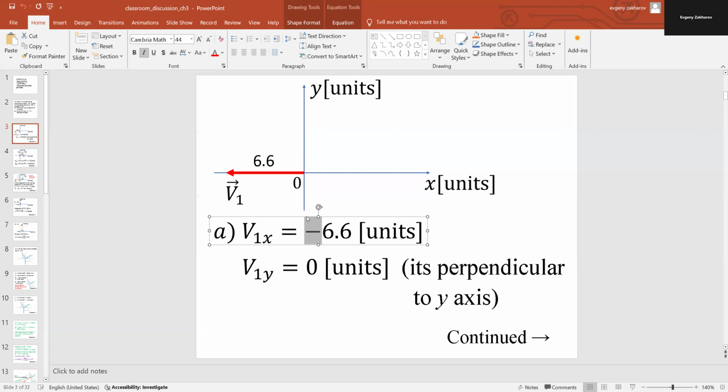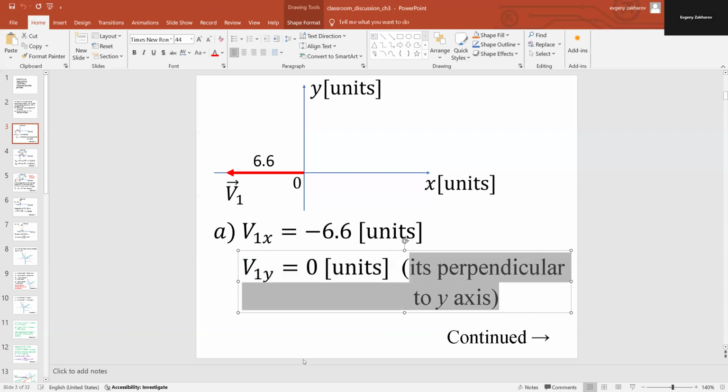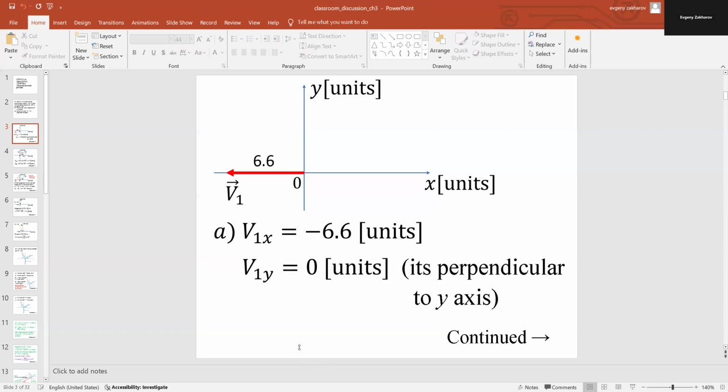And what do you say for the y component? Do you see how vector v sub 1 in red is perpendicular to the y-axis? And every time a vector is perpendicular to a certain axis, its component on that axis is 0. So your two components for vector v sub 1 are negative 6.6 for the x component and 0 for the y component because it is perpendicular to that axis.